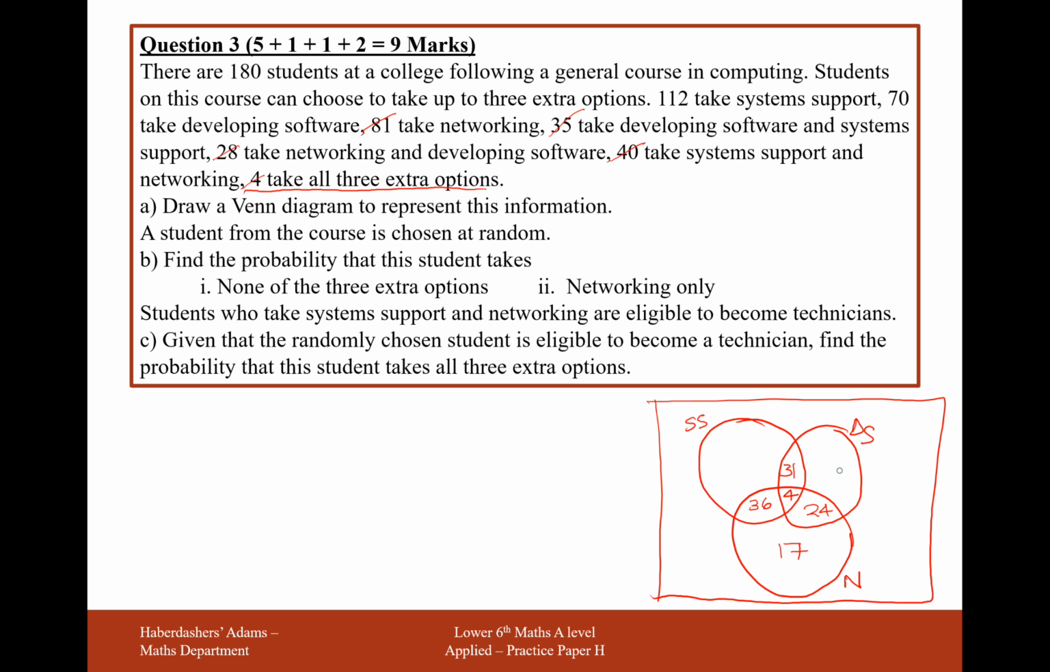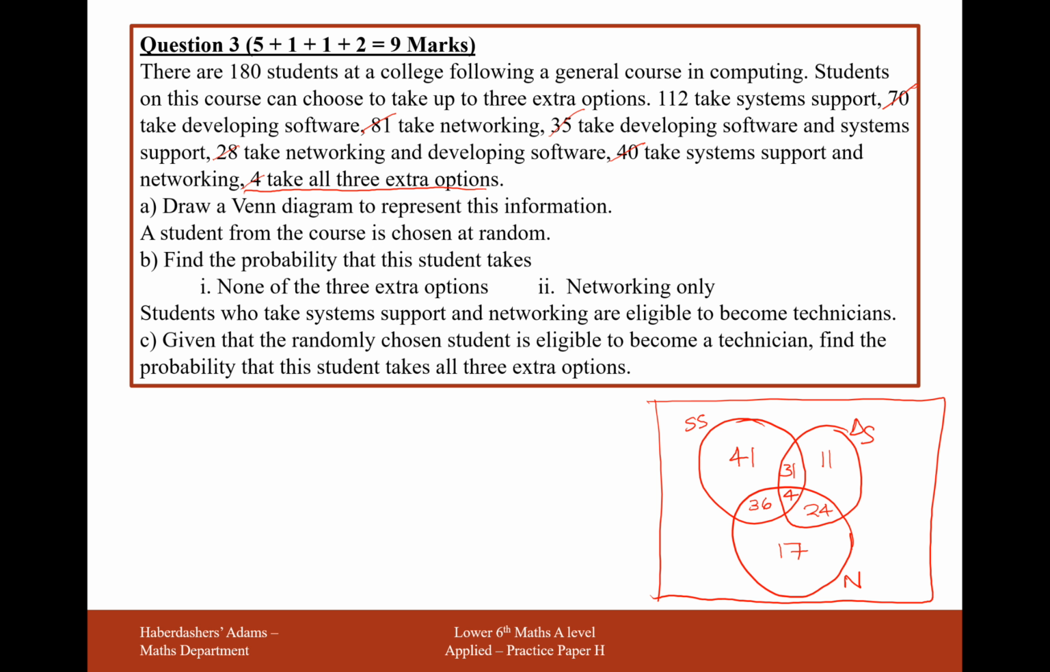70 take developing software, so if we add together 31, 4, that's 35, add another 24, and you'll get 59. What we need is an extra 11 to make up to that 70 number that take developing software. And for system support, we need 112 in total inside that circle. So we'll have 36 plus 4, that's 40. Add another 31, you get 71. So we'll need an extra 41 students to make that whole circle 112.